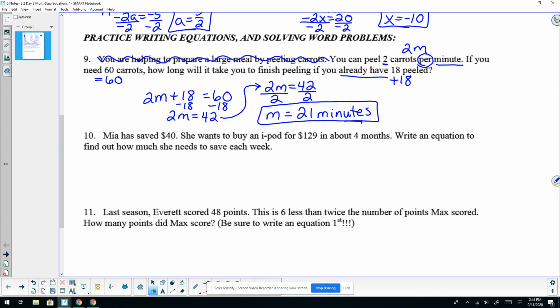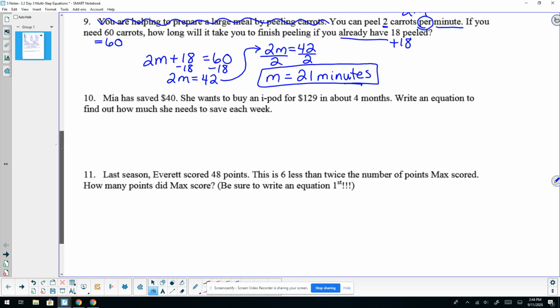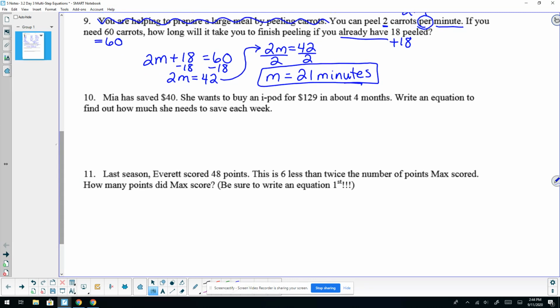Okay? On to 10. Mia has saved $40. She wants to buy an iPod for $129 in about 4 months. Write an equation to find out how much she needs to save each week. Well, again, just like the problem above, I'm going to break this down. So Mia has saved $40. To me, again, this means she's already saved it, like the problem before. So that's going to be my plus 40.